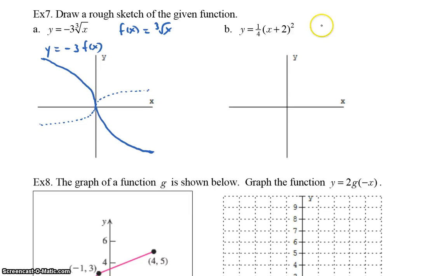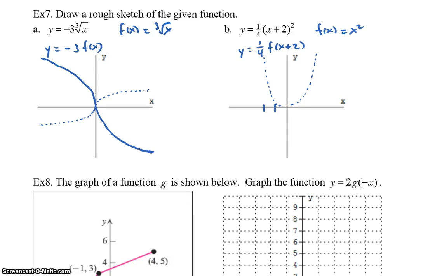Second example, the parent function here is f of x equals x squared, the parabola with vertex at the origin. The transformation is y equals 1/4 times f of x plus 2. So let me just sketch in the basic parabola that we know from the squaring function, something like that. The x plus 2 shifts that parabola to the left 2 units. So the vertex would now be at -2, 0, rather than 0, 0.